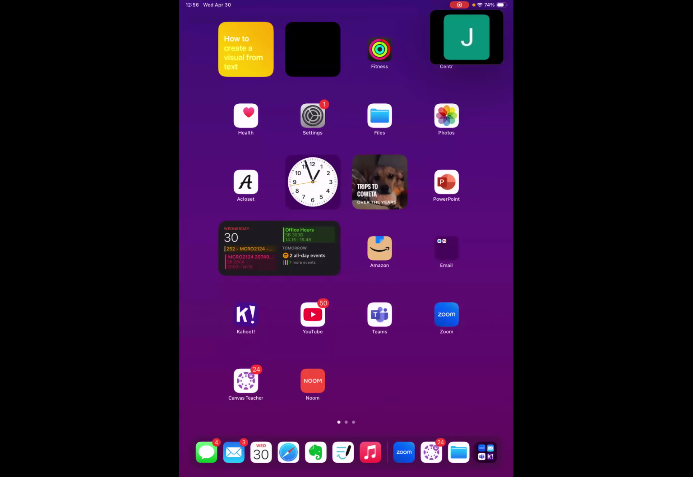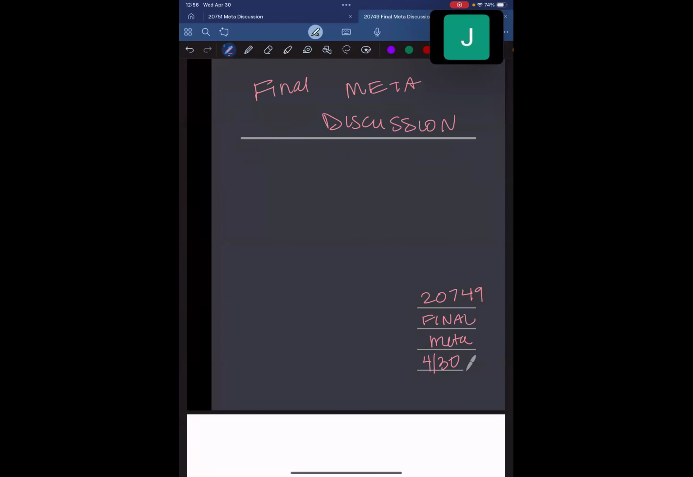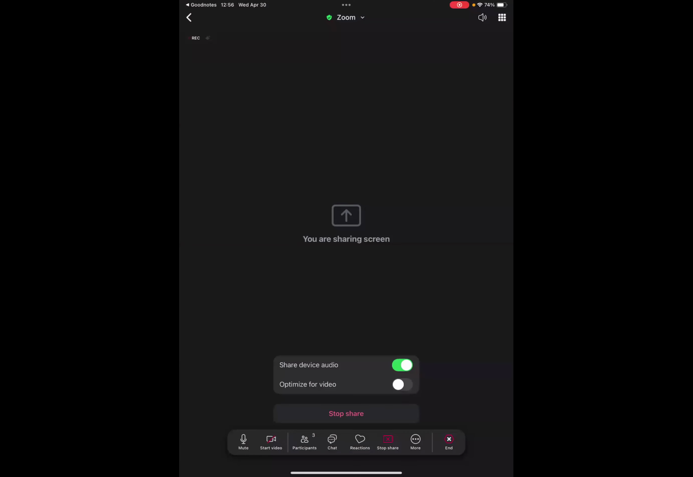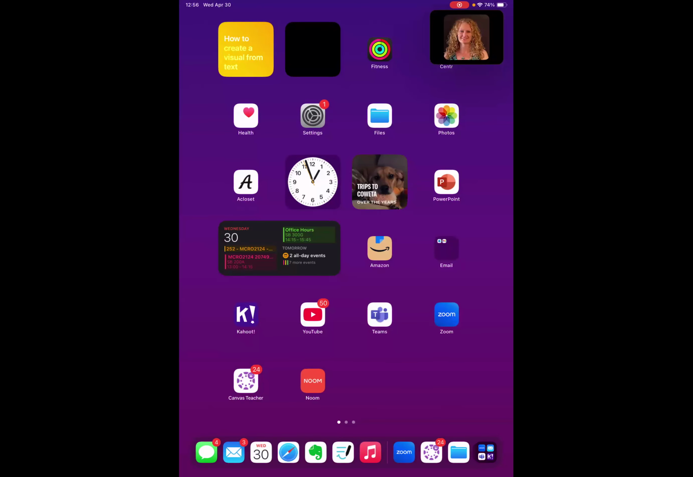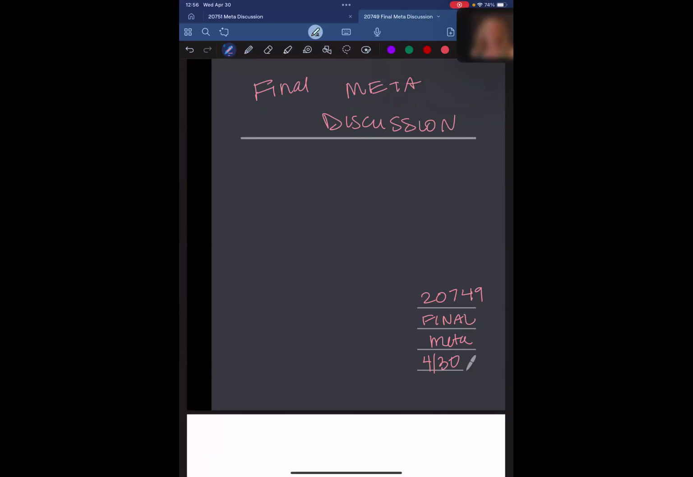Is this showing my screen when I do this? I don't know if you guys can see it, because my iPad's been having a problem with this. Yes. Okay, awesome. Call me out if it doesn't stay, because I don't always know. All right.